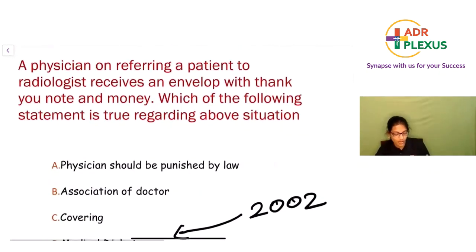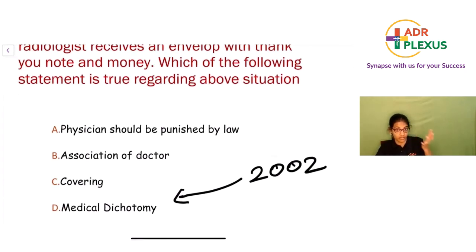And the next, we saw that the physician, on referring a patient to a radiologist, receives an envelope with a thank you note and money. Which of the following statements is true about the given options? So this is medical dichotomy, fee splitting. Simple thing, dichotomy, fee splitting it means. Okay. So the fees is split.